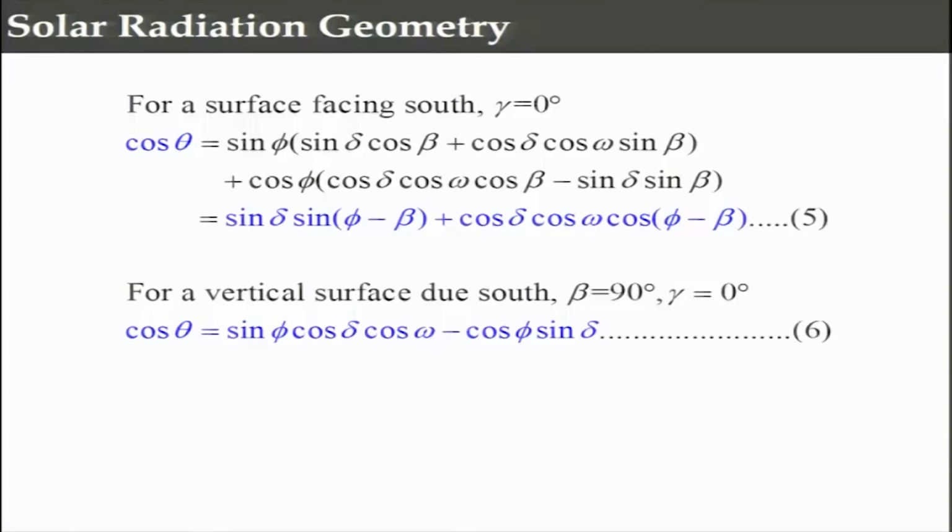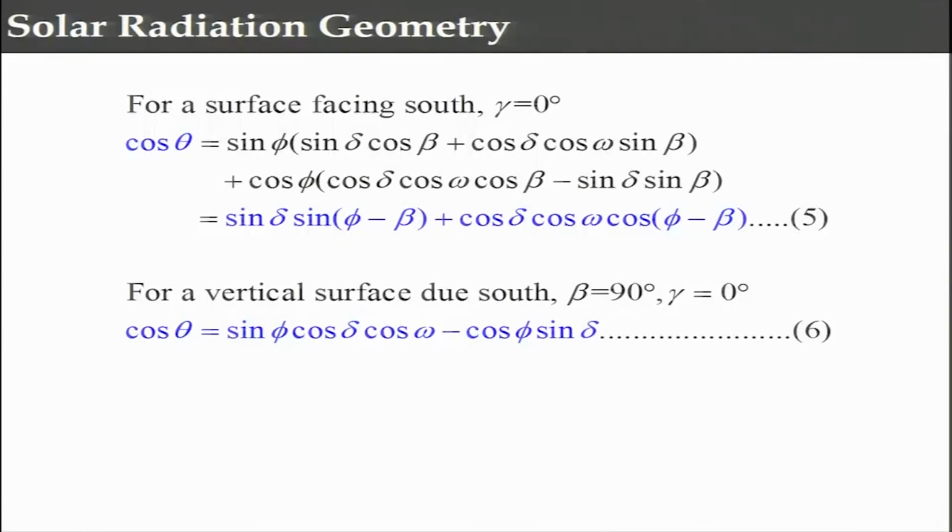For example, you can have a surface facing south. If the surface itself is facing south, which means gamma is equal to 0, because then the projection of the normal coincides with the north south, as a result gamma is equal to 0. So cos theta then gets modified to sin delta into sin of phi minus beta plus cos delta cos omega into cos of phi minus beta. And if you have a vertical surface which is due south, then again it gets modified to a simpler equation. Those equations are complex, but by looking at these simplistic expressions, you can modify those expressions to much simpler forms.